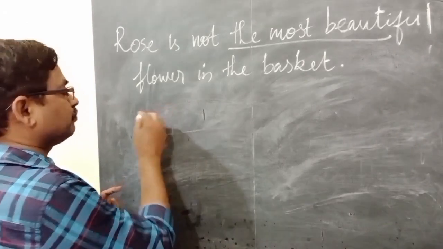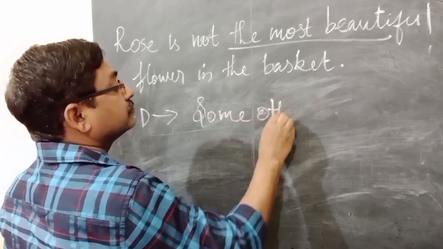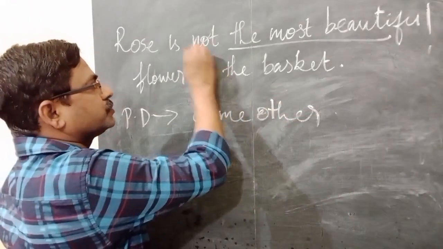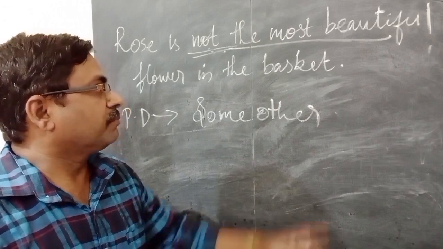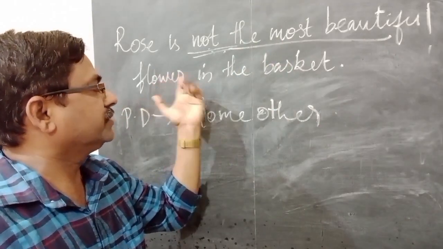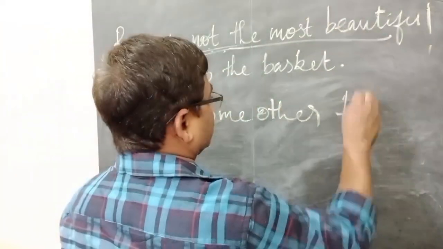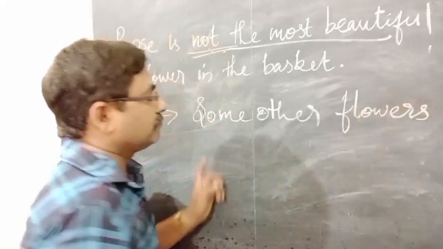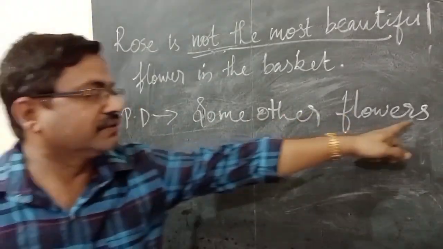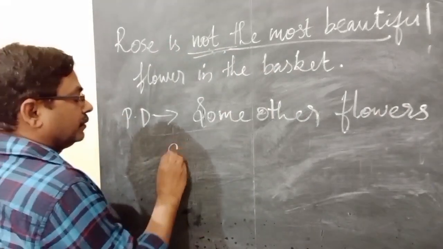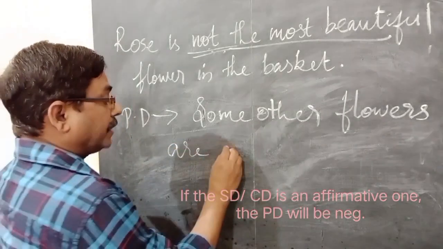Begin the positive degree with some other. Here you should not use the word not. Some other is followed by the words or phrase that comes after the underlined word or the superlative form. Some other flowers, some other is followed by a plural noun. So the verb should be plural. Some other flowers are, here we have to use another word, at least.